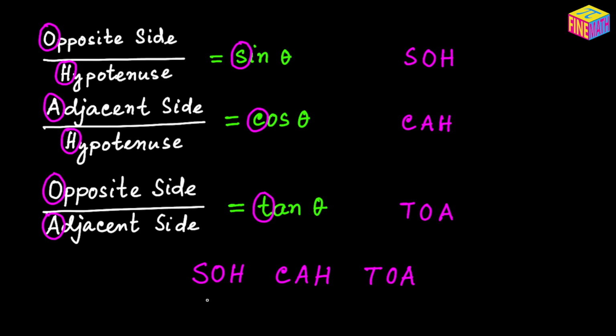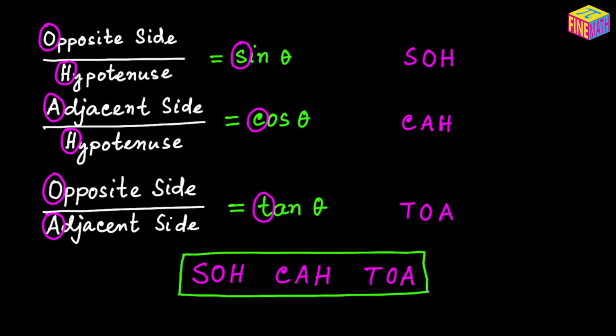SOH CAH TOA means sin theta is equal to the ratio of opposite side divided by hypotenuse. Similarly, cos theta is the ratio of adjacent side divided by hypotenuse, and tan theta is the ratio of opposite side divided by adjacent side. So this is one very nice, important rhyme that you can try and remember, and that will help you remember the first 3 trigonometric ratios, and then the other 3 are nothing but the reciprocals of these.